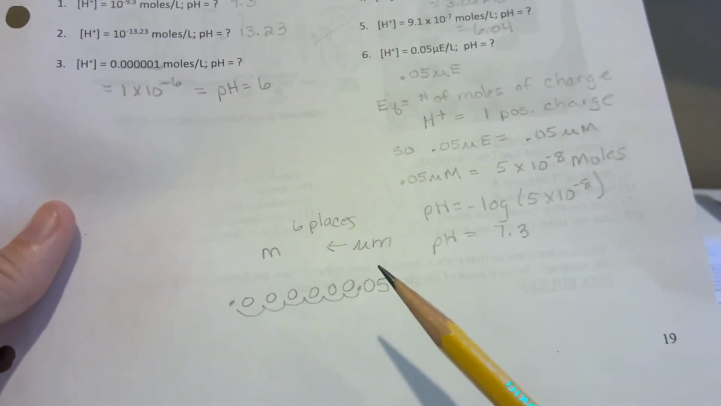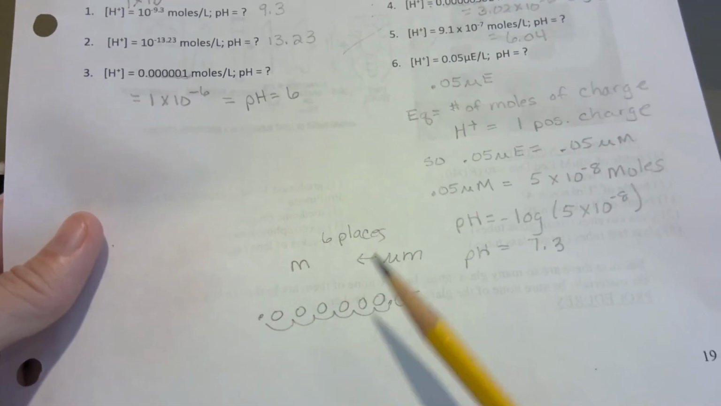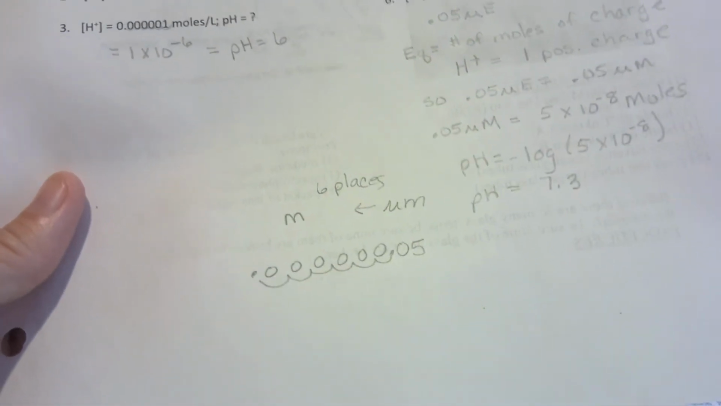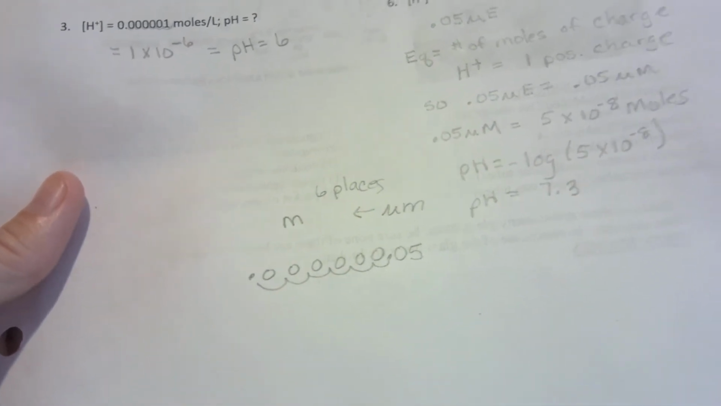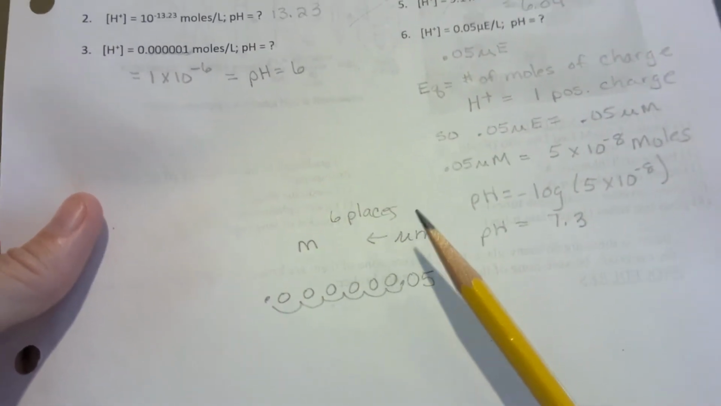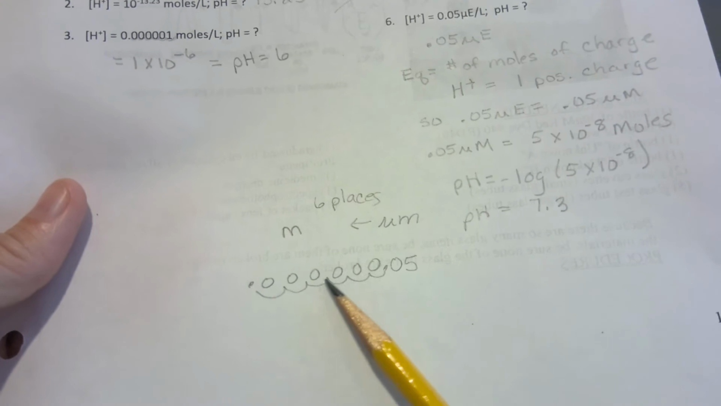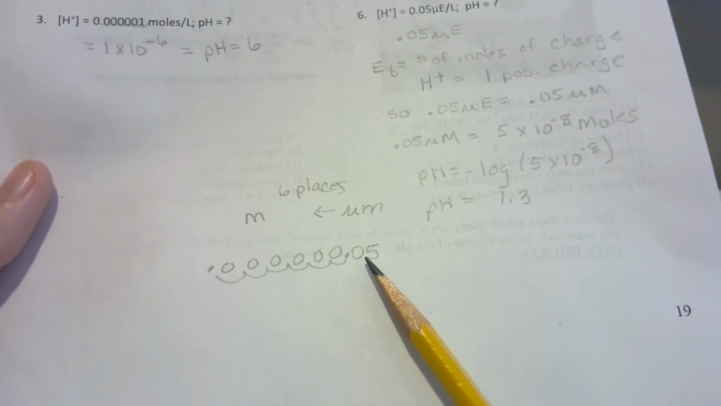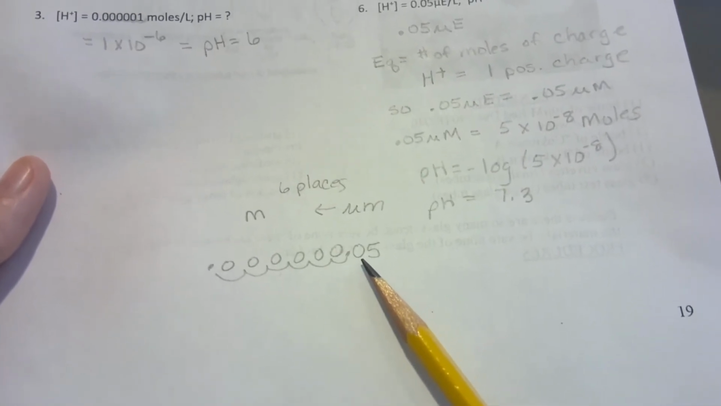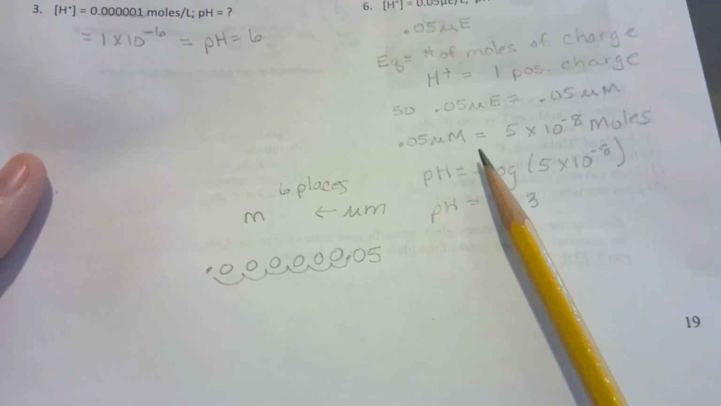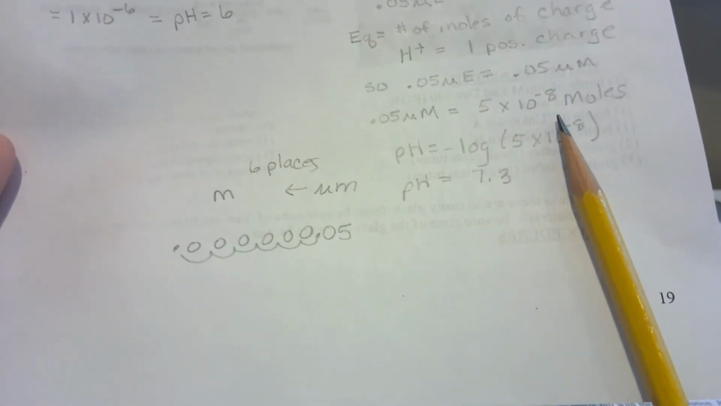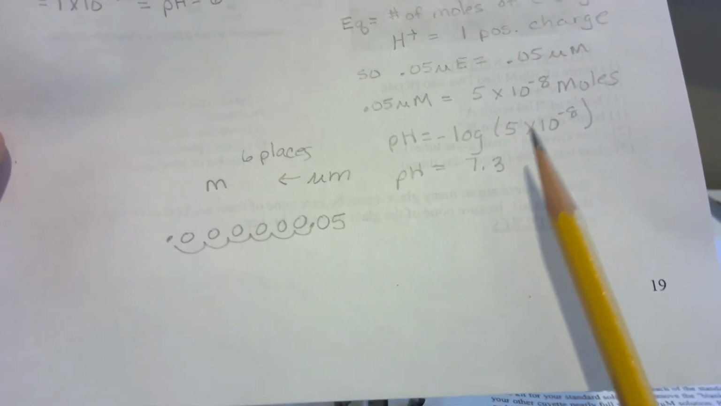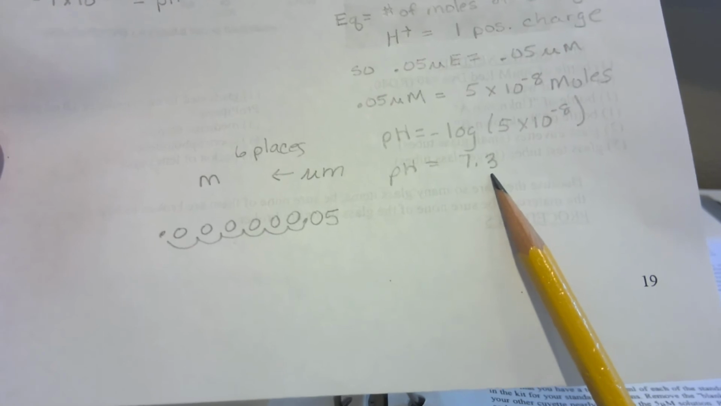Well, how do I convert micromolar to molar? I need to move 6 places to the left, and this now shows me that 0.05 micromolar is this very small number of moles. I need to now convert this into scientific notation. So this 0.05 micromolar would equal 5 times 10 to the negative 8 moles. If I take the negative log of that using my calculator, I get a pH of 7.3.